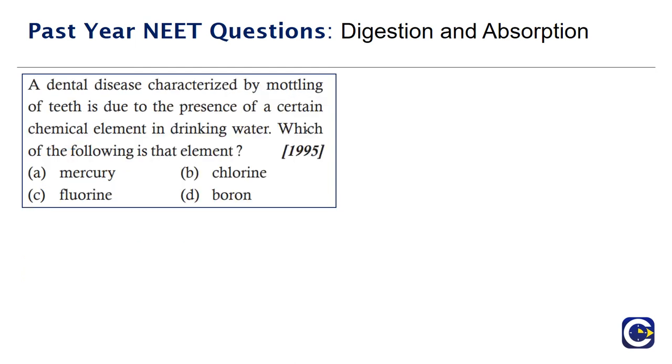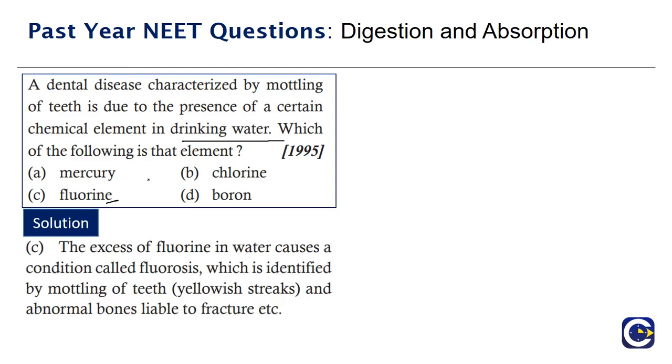A dental disease characterized by mottling of teeth is due to presence of certain chemical elements in the drinking water. Which of the following is that? Mercury, chlorine, fluorine, and boron. So the answer is fluorine. Mercury is generally seen in poisoning but not related with tooth. It's only used in tooth restoration and amalgam, but not any disease related. Chlorine is not related much to tooth. Boron is also not related. Fluorine only causes fluorosis when in excess quantity. That causes mottling of the tooth.